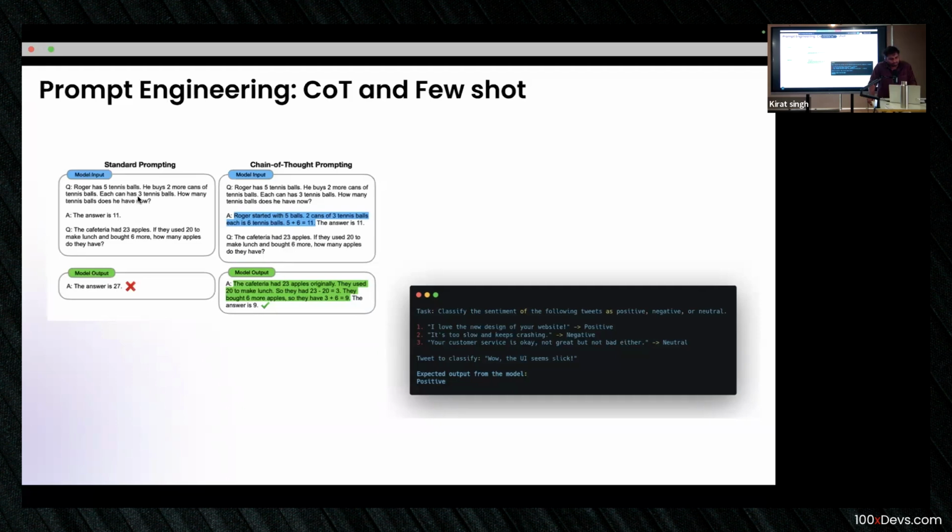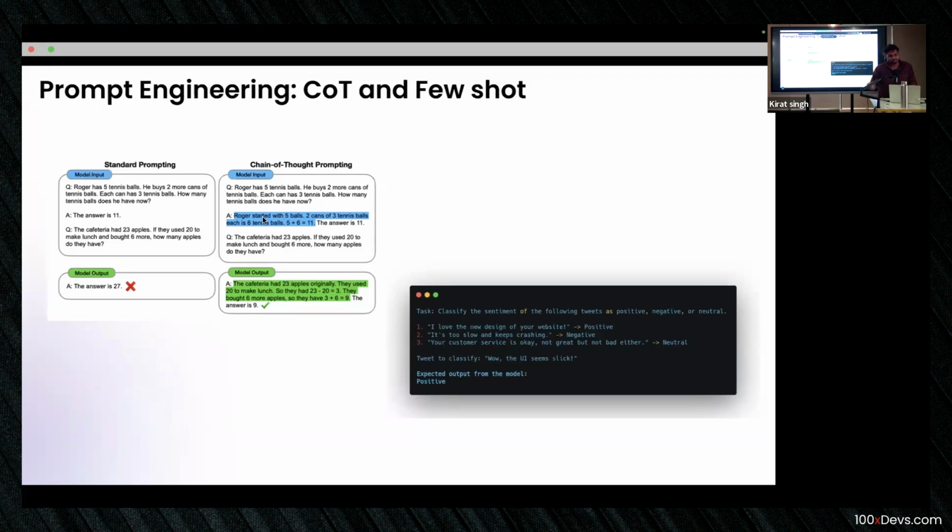And the final question is, how many tennis balls does he have now, right? The answer is he has 11. The math was actually not right by the LLM. And so the next thing you can actually do is you can say that Roger has 5 tennis balls. How many tennis balls does he have now? Then you can actually give the answer, right?